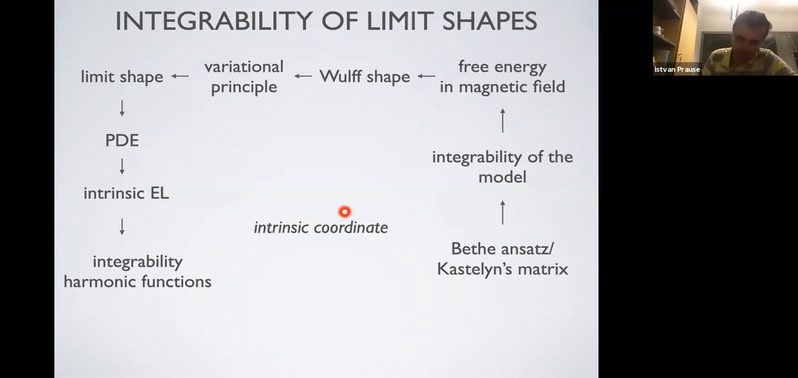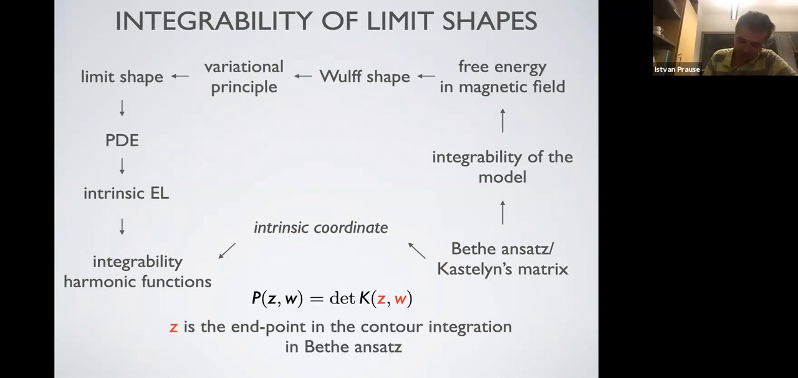And then the right intrinsic coordinate actually appears. We introduced it, it's not a thermal coordinate, but it really appears already on this other side of the model too. So in the 5-vertex case, it's the endpoint in the contour integration or in the Bethe ansatz.